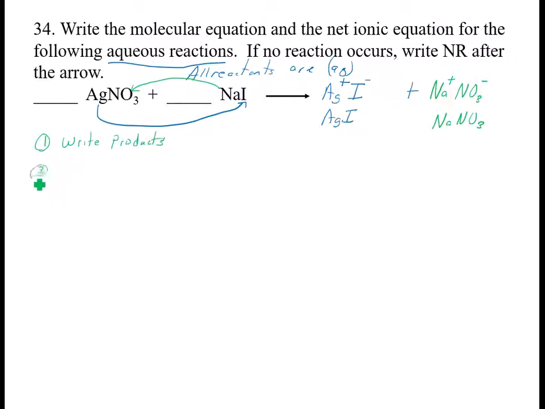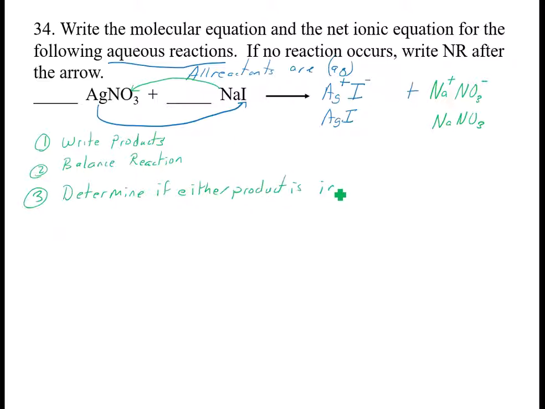Step 2, balance the reaction. I've got 1 silver, 1 silver, 1 nitrogen, 1 nitrogen, 3 oxygens, 3 oxygens, 1 sodium, 1 sodium, 1 iodide, 1 iodide. So this one didn't need to be balanced. Step 3, determine if either product is insoluble.